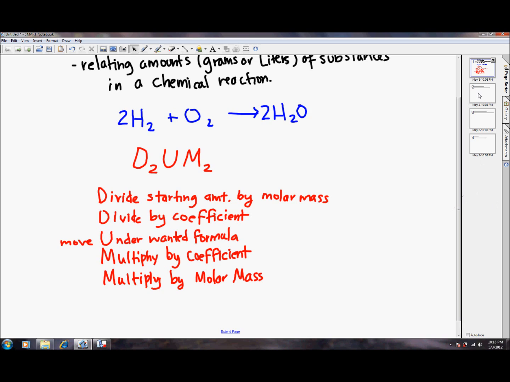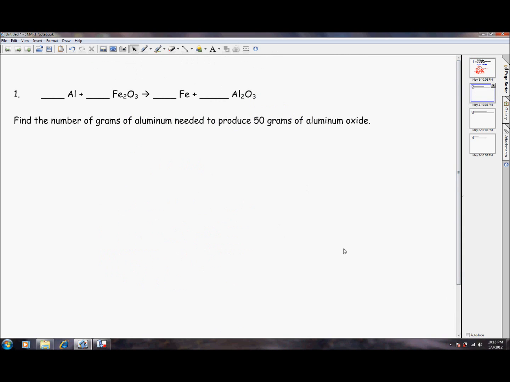Alright, so let's go to our first example problem here. We have a chemical equation. It is unbalanced, so that's the first thing we're going to need to do. And then we're going to find the number of grams of aluminum that we're going to need if we want the reaction to produce 50 grams of aluminum oxide.